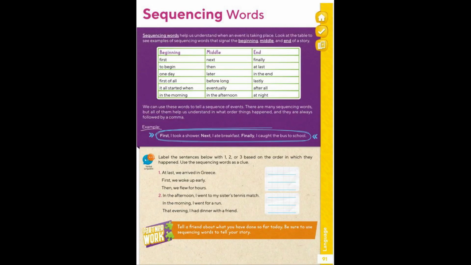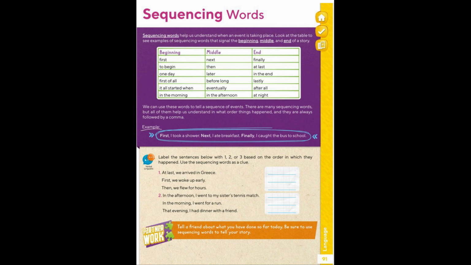Okay, let's read the title. We mentioned it before, but let's read the title again. Sequencing words. Now the information in the grammar box. Sequencing words help us understand when an event is taking place. Look at the table to see examples of sequencing words that signal the beginning, middle, and end of a story. Come on, this is easy. Super easy, I would say.